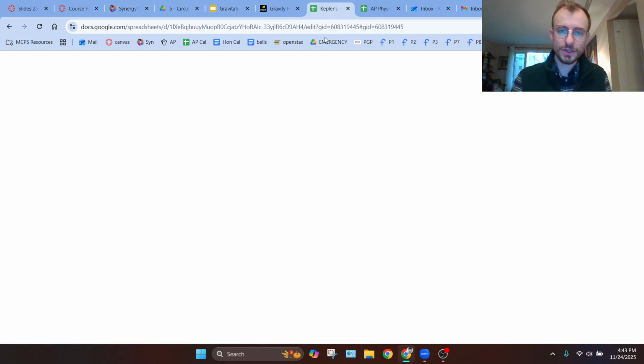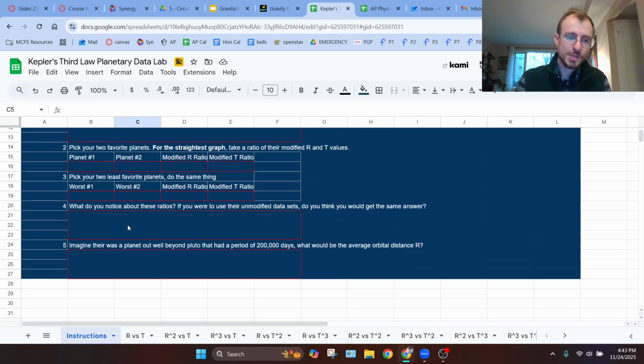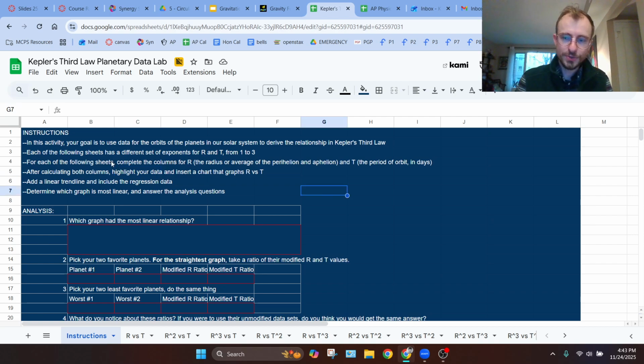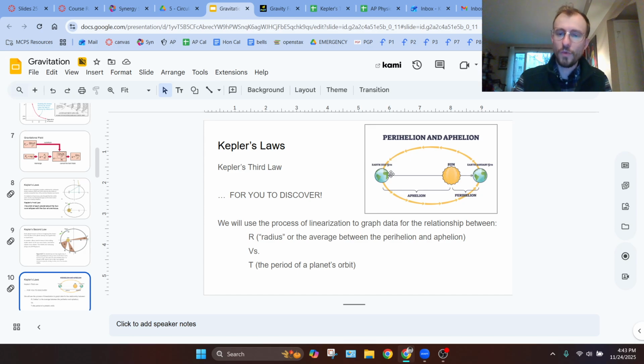It's on Canvas. It looks like this when you open it up. There's an instruction page here that explains what you're supposed to be doing, and then there's some analysis questions. I made it like a midnight blue color for thematic reasons. So our goal is basically to determine the relationship between the distance away the planet is from the sun and how long it takes for that thing to orbit.